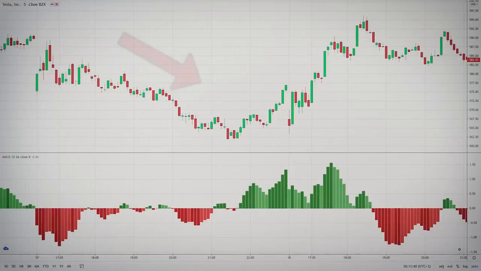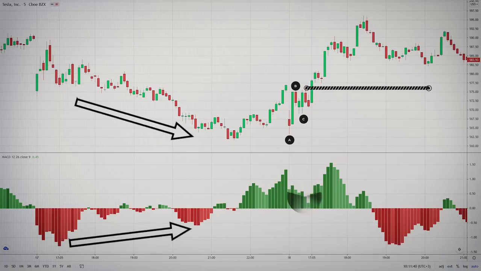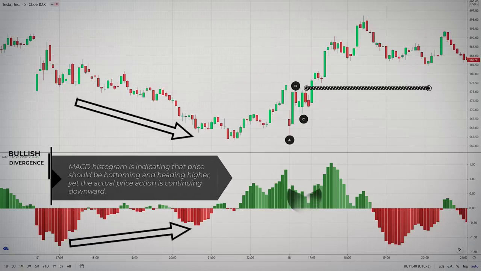In this chart, we found a bearish trend. At the beginning, it might be hard to spot the first two pivot points on the chart. However, when the price closes a higher low at point C and moves slightly upwards, this triggers some bullish thoughts. At the same time, the MACD histogram shows a bullish divergence. A bullish divergence occurs when the MACD histogram is indicating that the price should be bottoming and heading higher, yet the actual price action is continuing downward.